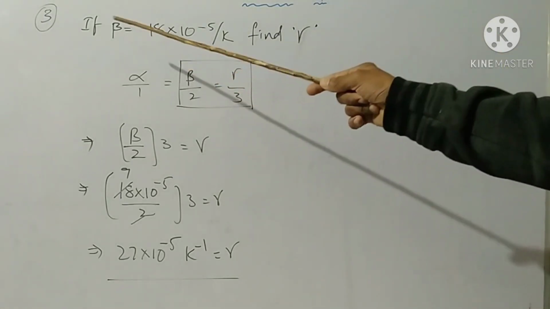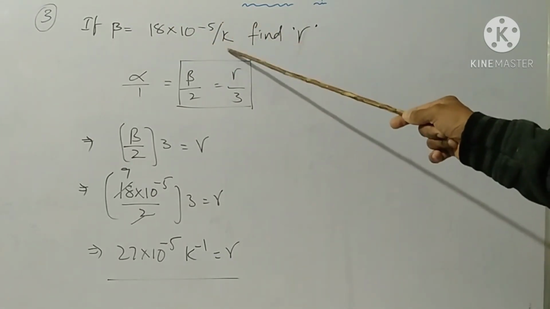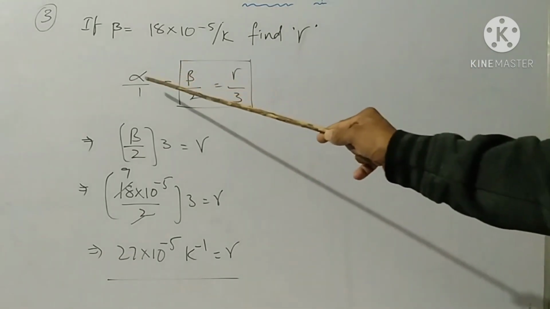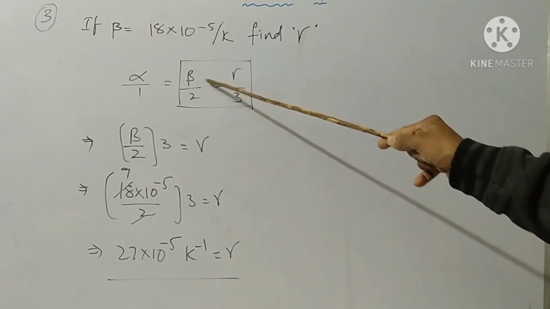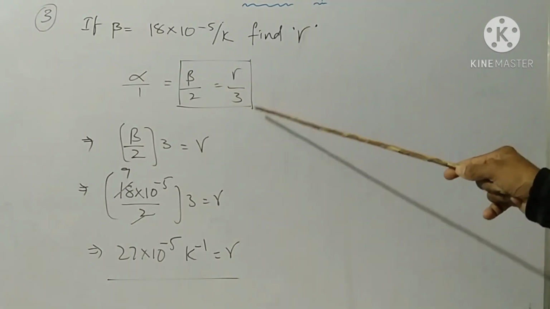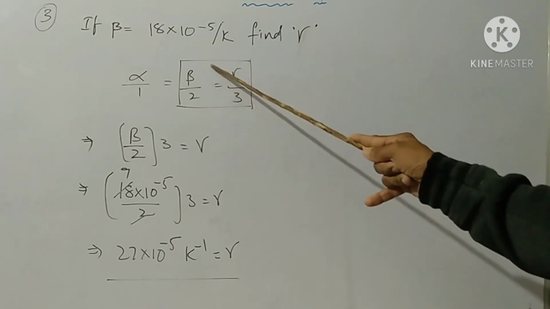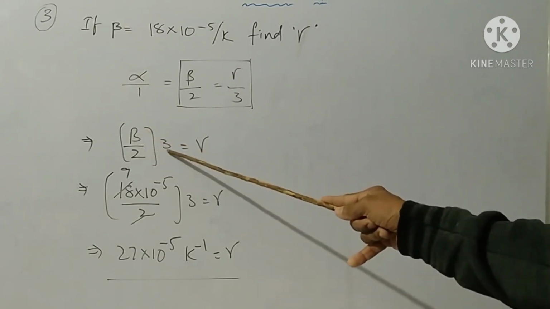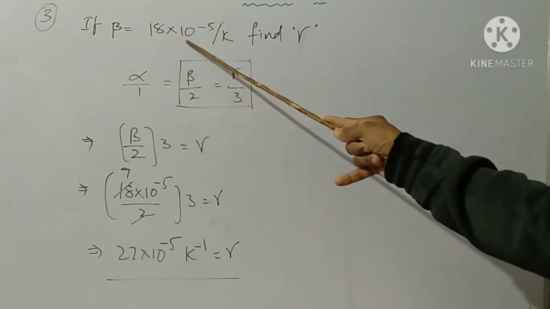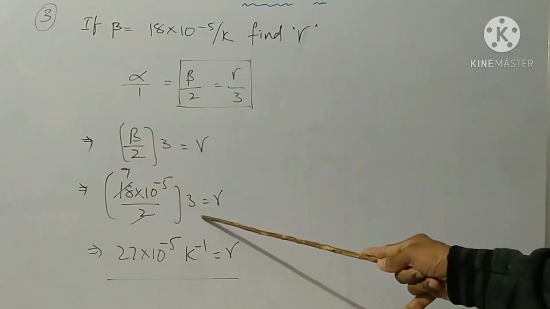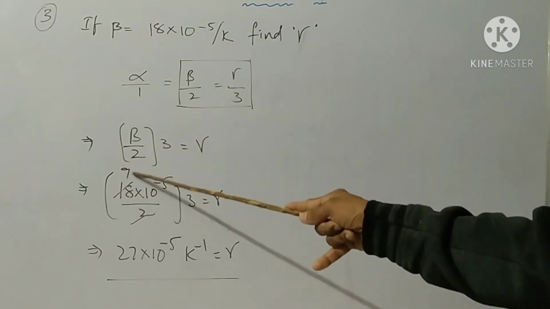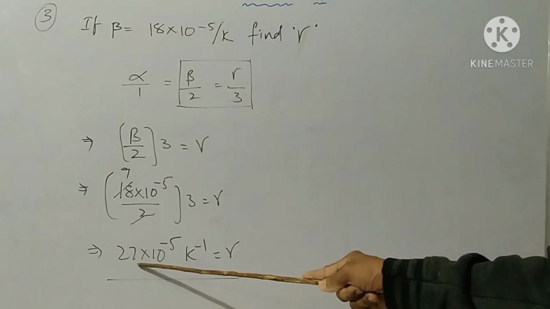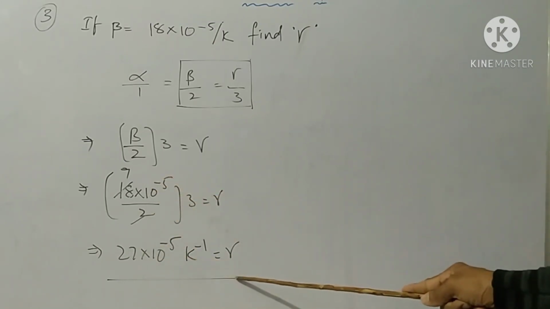This is our third question. If beta is equal to 18 into 10 power minus 5 per Kelvin, find the gamma value. We can find any conversion by using this relation: alpha by 1 is equal to beta by 2 is equal to gamma by 3. So the relation between beta and gamma is beta by 2 is equal to gamma by 3. Transposing this 3, gamma is equal to beta by 2 into 3. Here the beta value is 18 into 10 power minus 5 by 2 into 3. How many times does 2 divide 18? 9 times. So 9 into 10 power minus 5 into 3 is equal to gamma. Here 3 nines are 27 into 10 power minus 5 Kelvin inverse is equal to gamma.